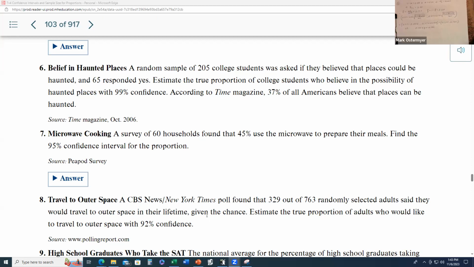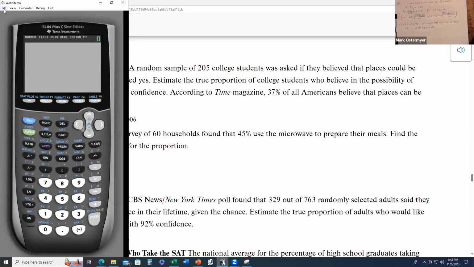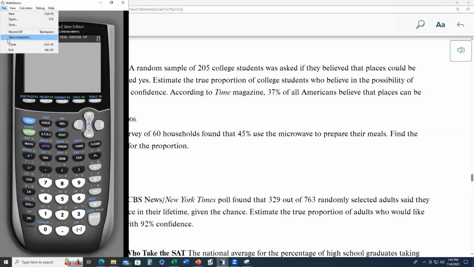Did anybody get that confidence interval there? Yep. Okay.